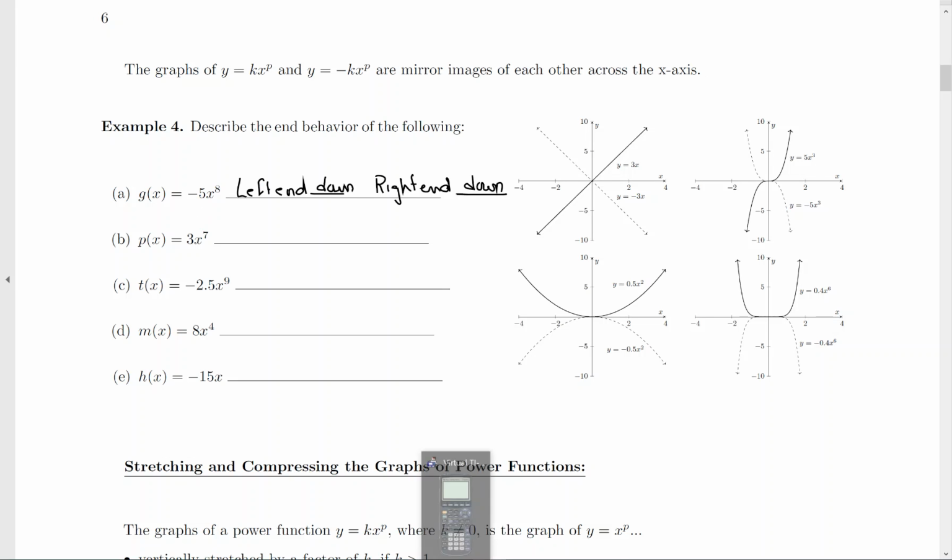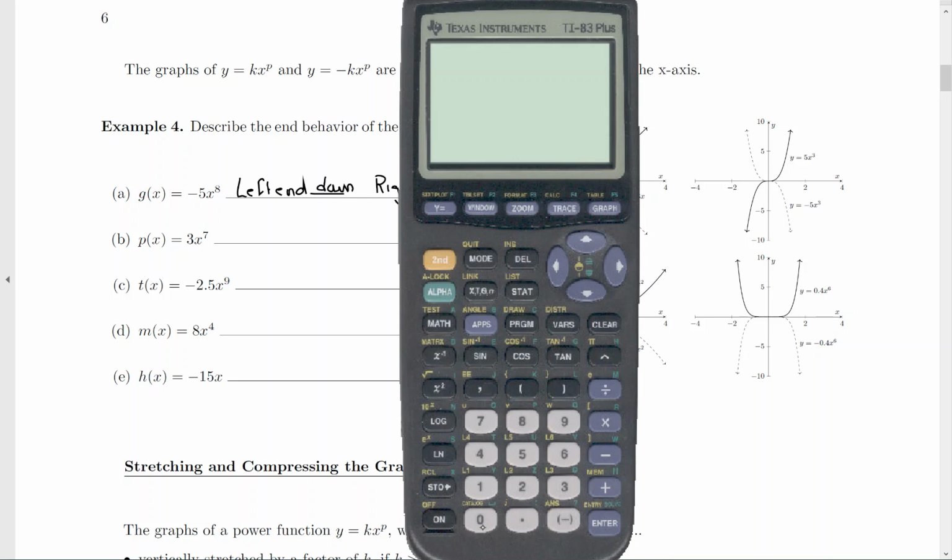With your graphing calculator, you can confirm this by typing into the y equals function editor here. Let me clear out my junk. Type in negative 5 x to the 8th and then graph it. And notice it's that horseshoe shape, but both ends are now opening downward.